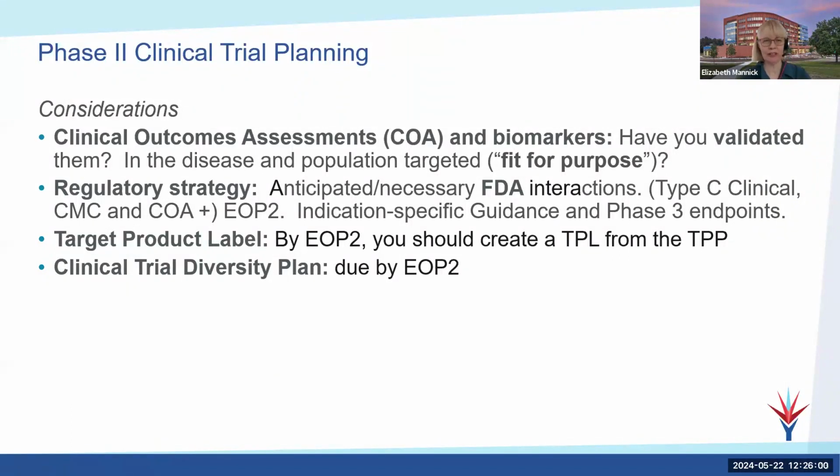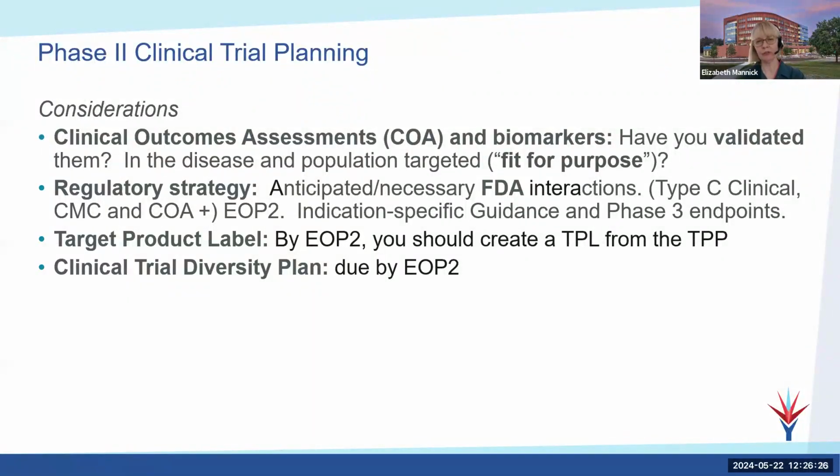And regulatory strategy. Everyone knows about the end of phase 2 meeting, but you may need other meetings in phase 2, like type C clinical meetings, CMC meetings, and especially COA meetings. And you need to become aware of indication-specific guidances for your disease, and of course, discuss phase 3 endpoints with the FDA.